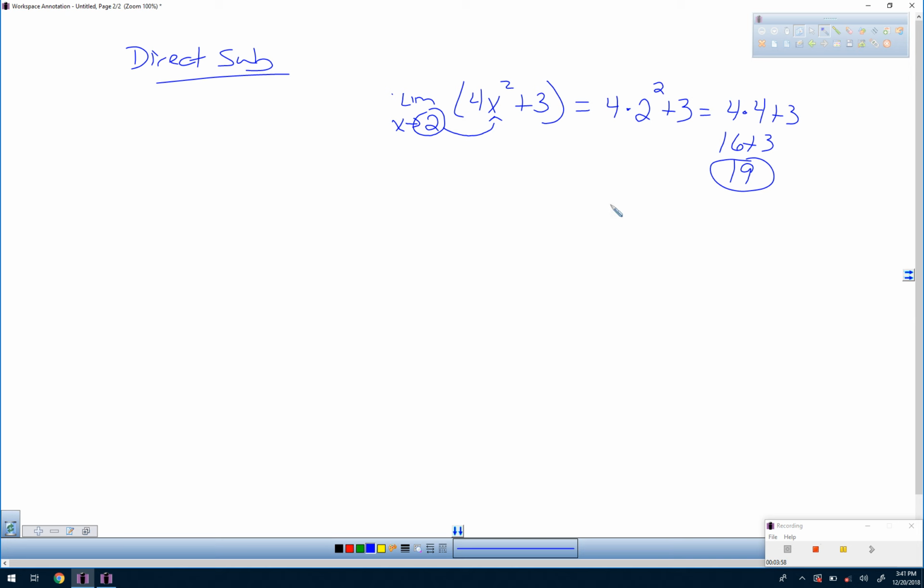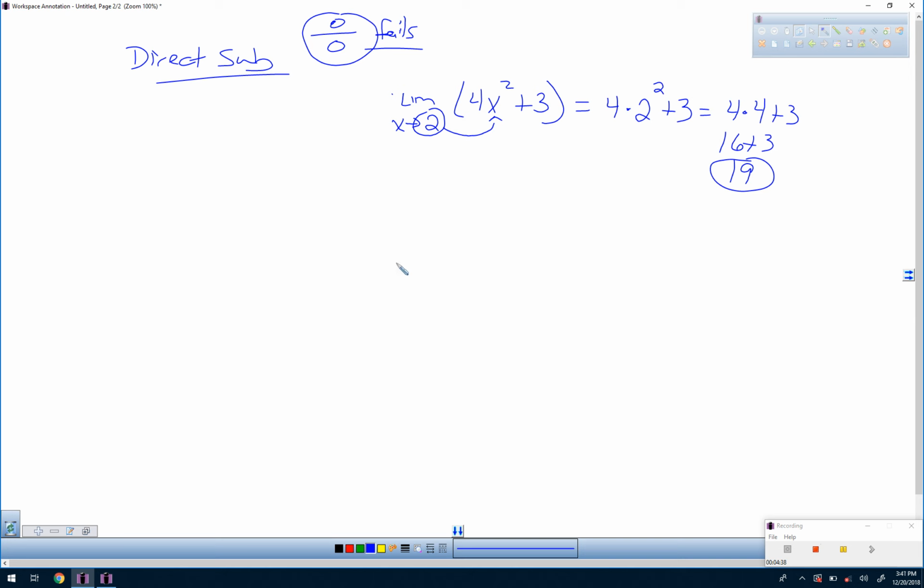Now, there are problems with direct substitution. If you do direct substitution and you get an indeterminate form, in other words, 0 over 0, then direct substitution fails and you have to do some other method, which I will teach you later on. For now, direct substitution is going to be our go-to method.